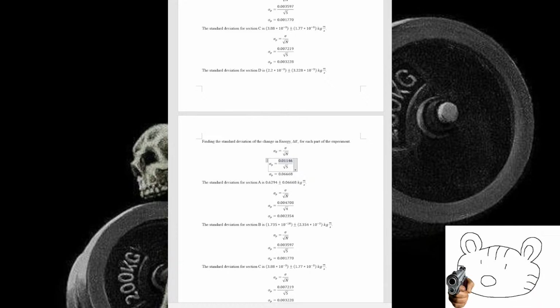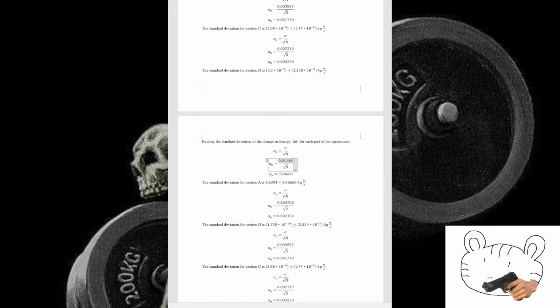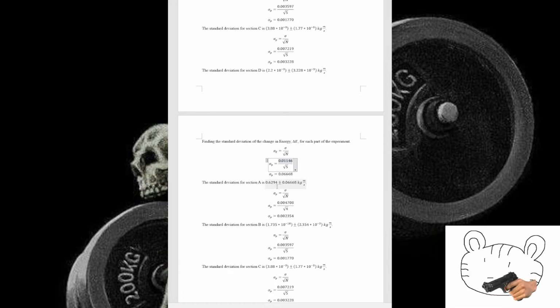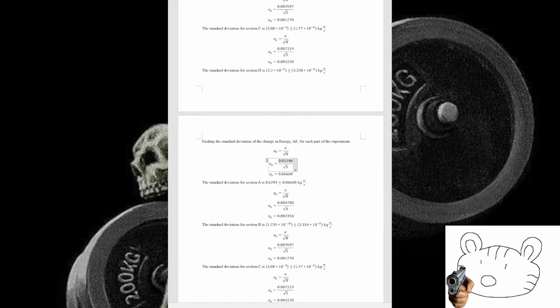Alright, 0.0146 divided by the square root of 5. Which comes out to... That doesn't seem right. That's only slightly smaller, and yet the number is significantly bigger. Oh, I put 0.0046 divided by square root of 5. Really? I'm gonna see if that's right. I got a really small number, way smaller than the one I got before, so I'm not trusting it.